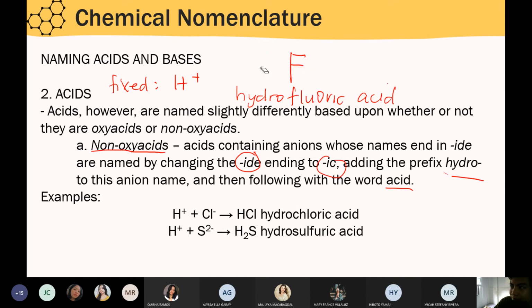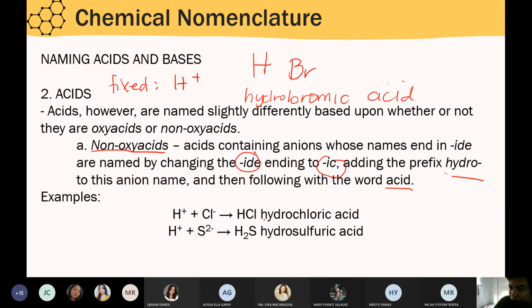Another example. We have this Br. The name of this ion is bromide because that is a monoatomic ion, so it should end with ide. If I pair it with hydrogen, it becomes HBr. What's the name of this acid? The name will be: change the ide to ik, add the prefix hydro, and affix the word acid. Hydrobromic acid. Okay? So, ganun.